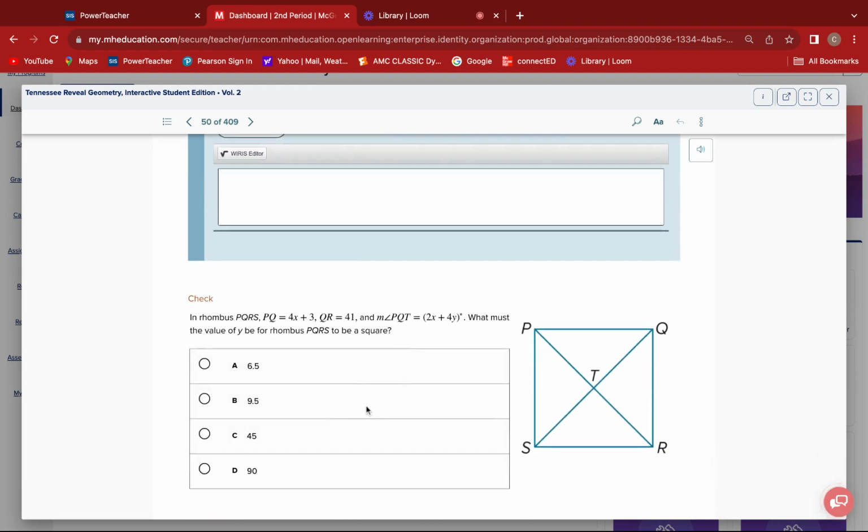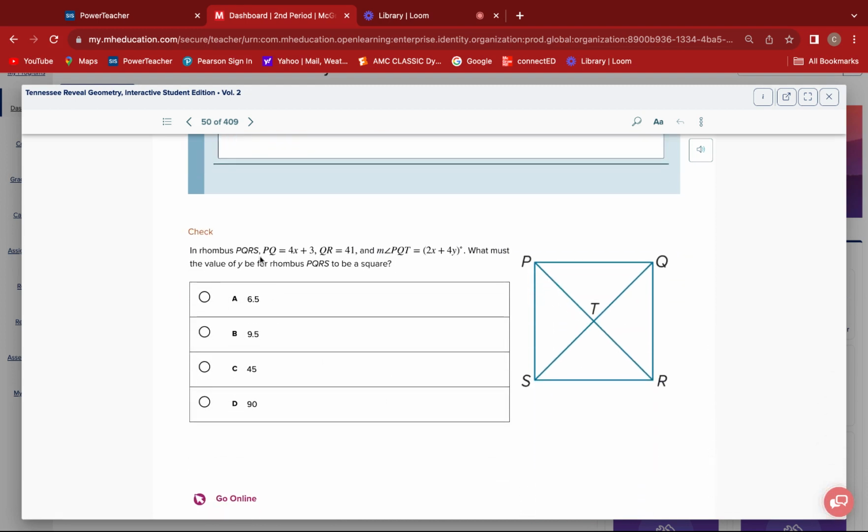All right, we got to check here. Rhombus. Okay, so PQ is 4x plus 3. QR is 41. Well, these are sides of the rhombus. That means they're equal to each other. So you would set those equal to each other. All right, what else we got here? PQT is this angle, 2x plus 4y. All right, we got to find y for the rhombus to be a square.